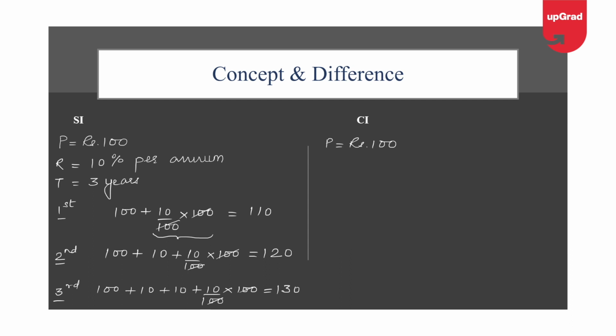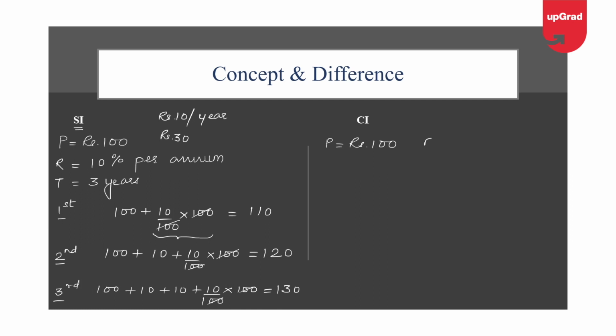Now this looks very simple. Why? Because every year my interest value was rupees 10 per year. So for 3 years, this interest value becomes 30 rupees. Now this is very simple, and hence I could say that the name of this concept is simple interest. Let's talk about compound interest.